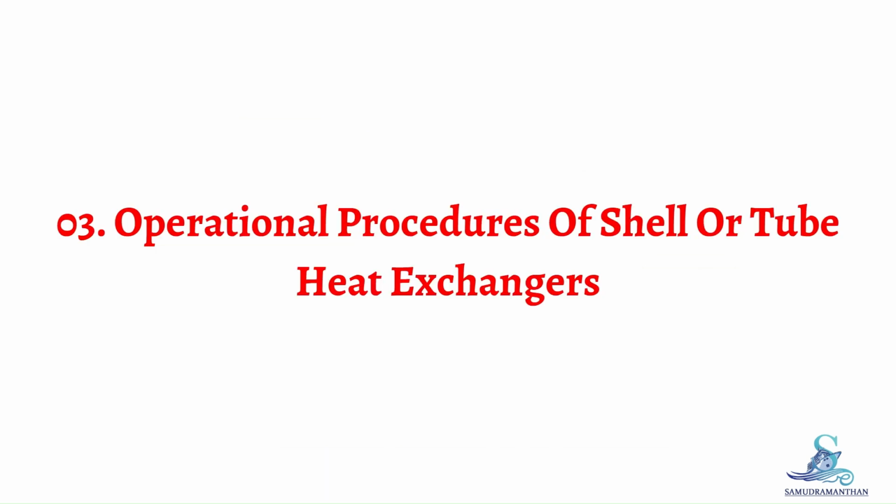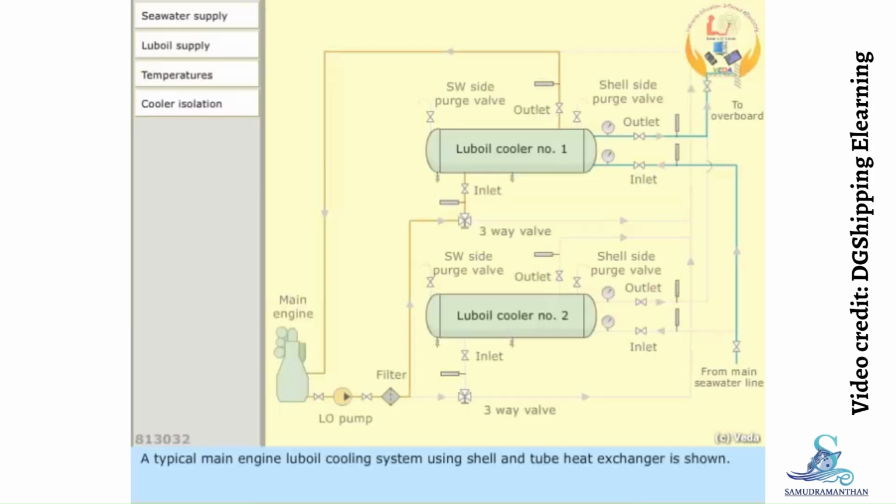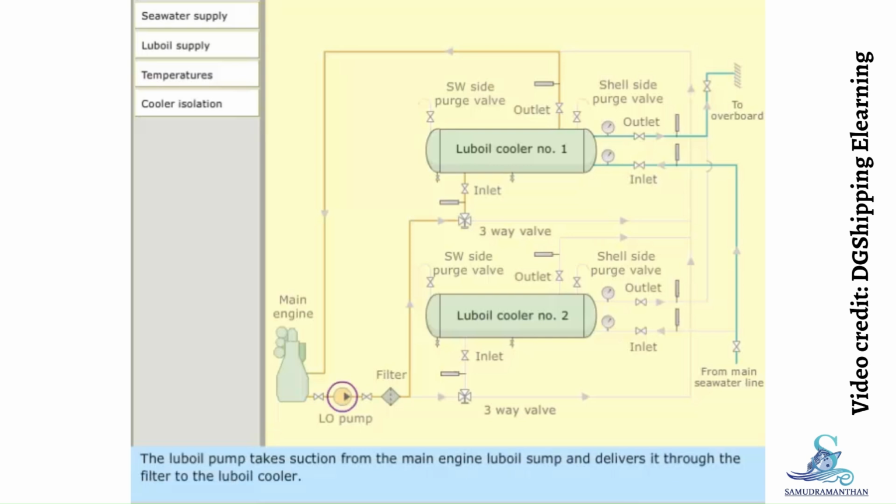Topic 3: Operational procedures of shell and tube heat exchangers. A typical main engine lube oil cooling system using a shell and tube heat exchanger is shown. The seawater flows through the tubes and lube oil flows inside the shell of the cooler. The lube oil pump takes suction from the main engine lube oil sump and delivers it through the filter to the lube oil cooler.